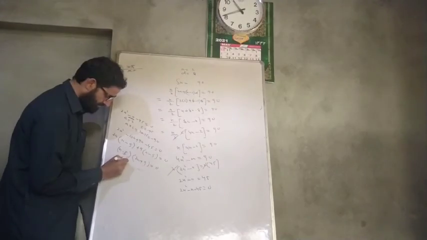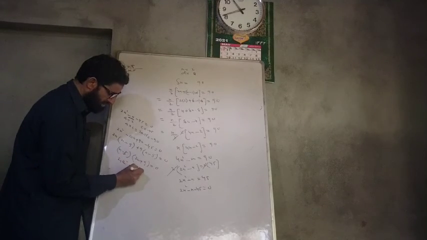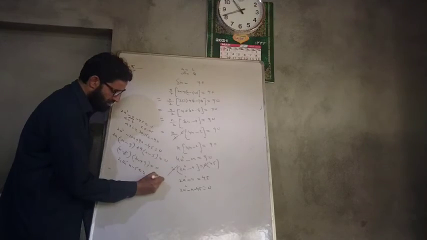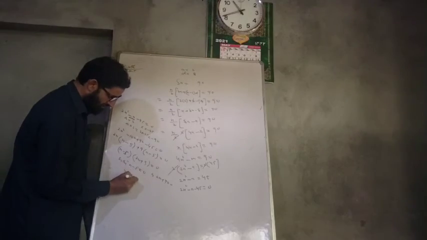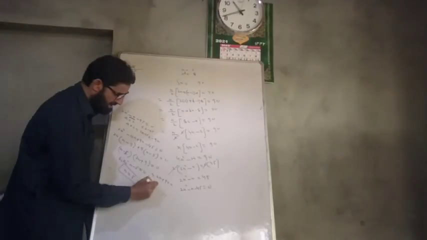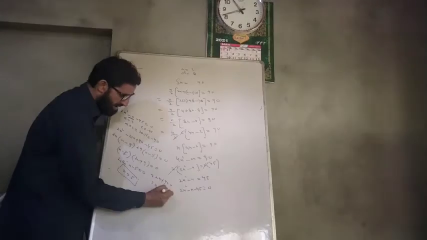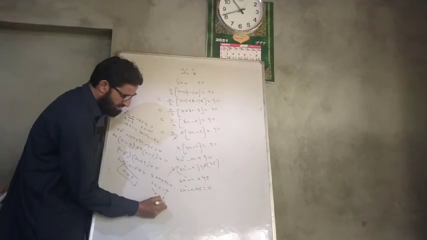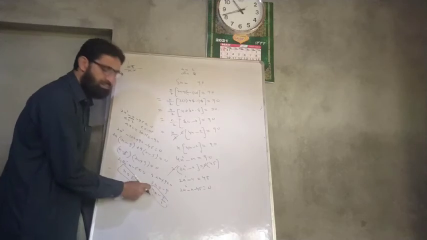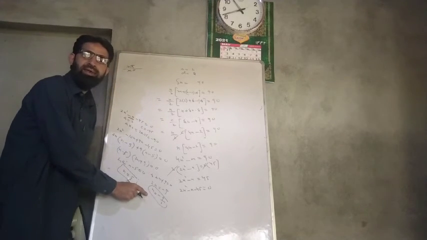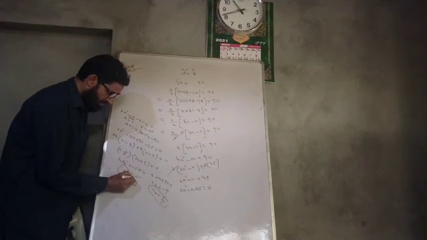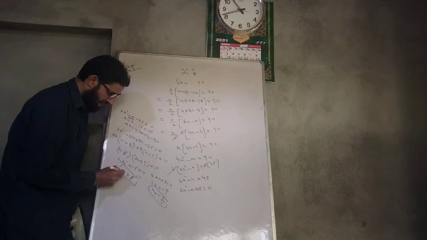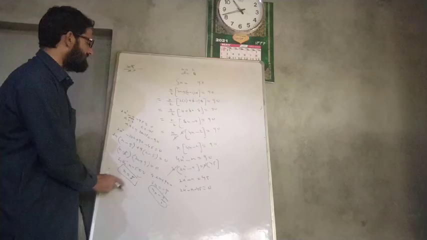Now either n minus 5 is equal to 0 or 2n plus 9 is equal to 0. Here n is equal to 5. This is our answer. Now 2n is equal to minus 9, n is equal to minus 9 by 2. This is absurd because the number of terms of an AP cannot be negative. So n is equal to 5. The number of terms in this AP is 5. This was to be determined.